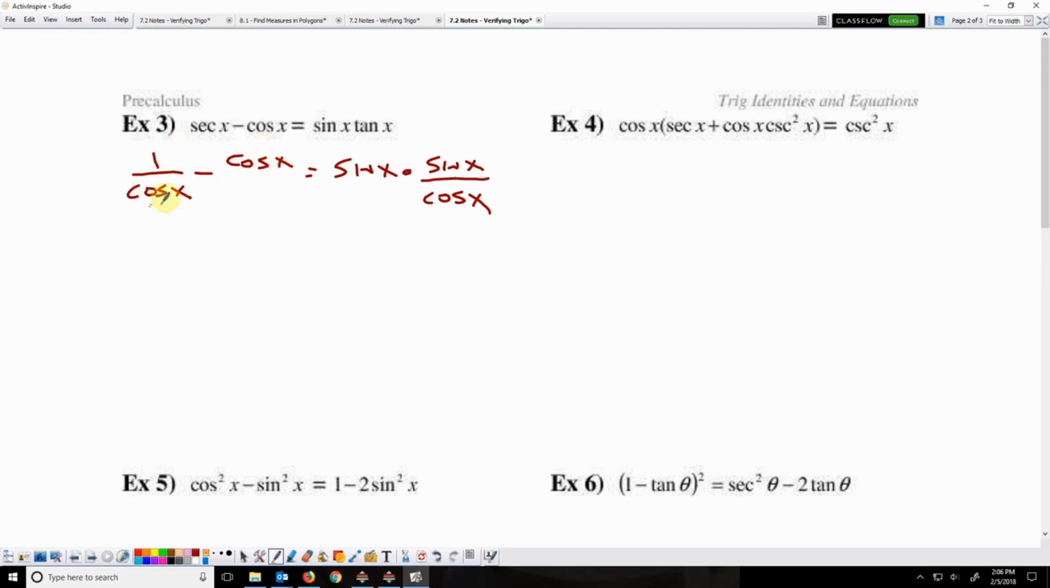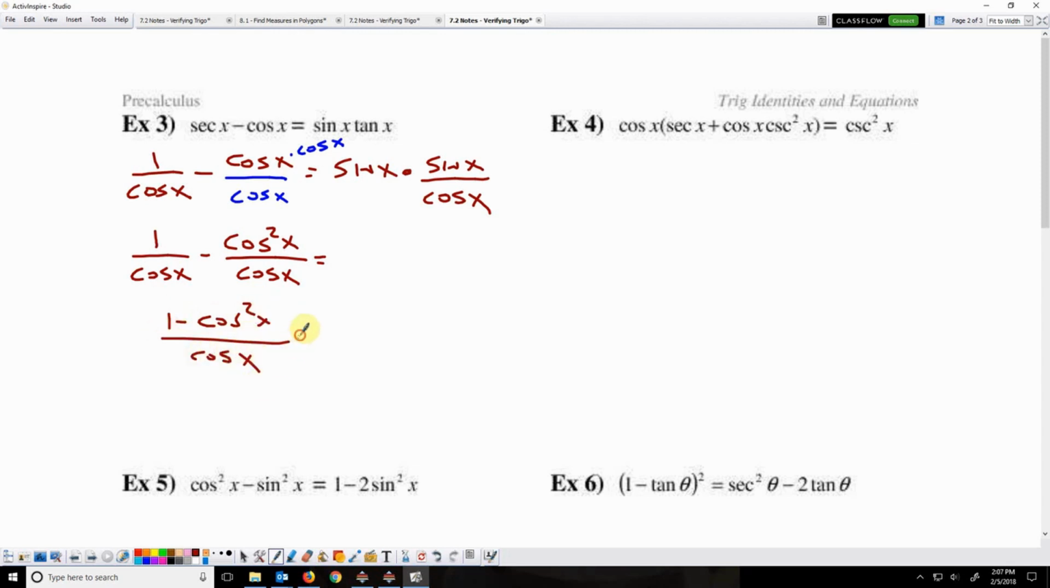So I've got some fractions here that I need to subtract, and in order to do that, I need a common denominator. So to get my common denominator, I'm going to have to multiply the numerator by cosine x and the denominator by cosine x. So what I get is 1 over cosine x minus cosine squared x over cosine x. And I can combine those into one fraction, 1 minus cosine squared x over cosine x.